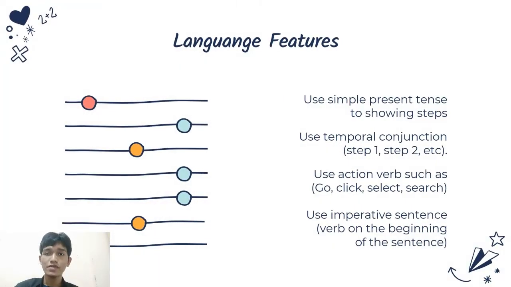Next, we have the language features. The language features are, first, use simple present tense to show steps. Next, use temporal conjunction like step 1, step 2, etc. And then use action verbs such as go, click, select, and search. Lastly, the usage of imperative sentences or a verb at the beginning of the sentence.